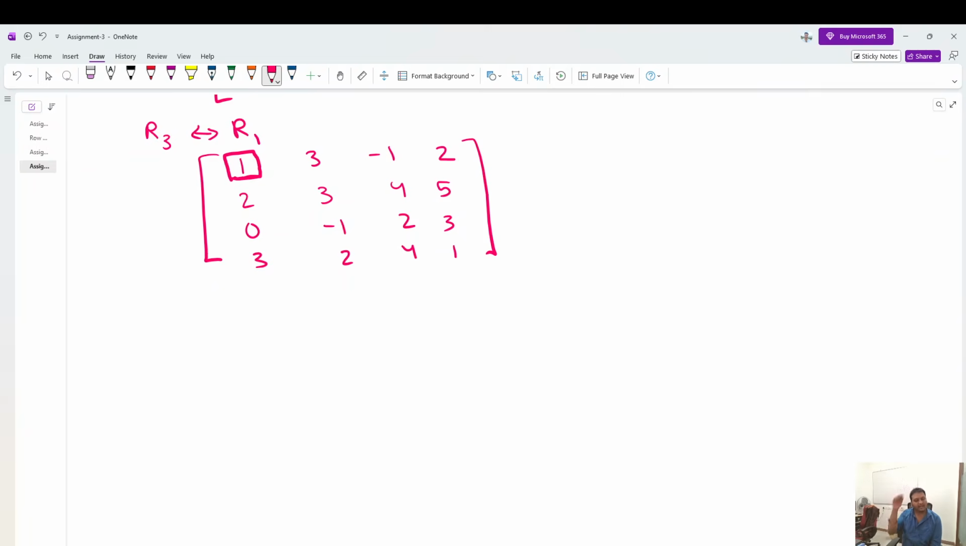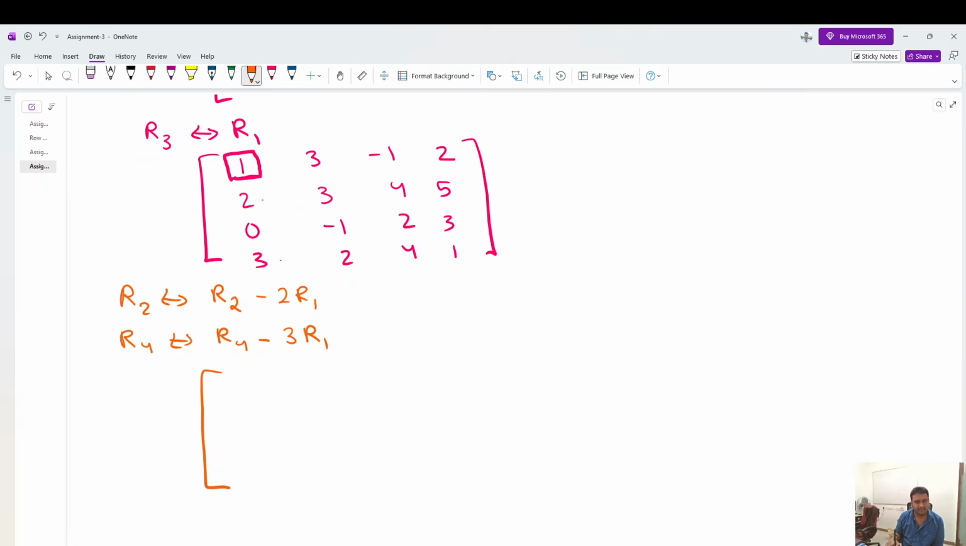I just have to make entries below this element 0. So I have to make this 0, I have to make this 0. So how to do that, guys? You have two operations, right? R2 you will interchange with R2 minus 2R1. And similarly, R4 you will interchange with R4 minus 3R1, right?